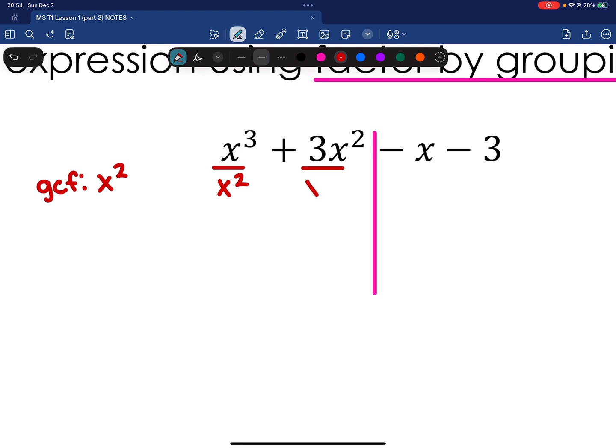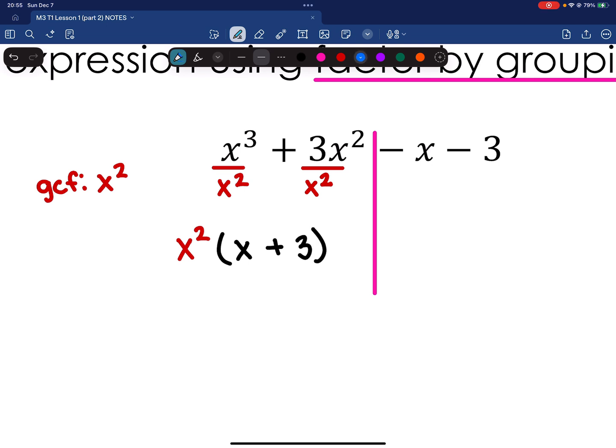So remember, when you factor it out, you're essentially dividing by x squared. And then what's left over will go inside the parentheses. So x cubed divided by x squared is x. 3x squared divided by x squared is 3.